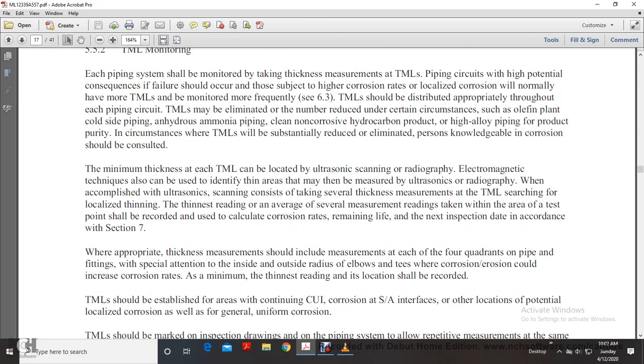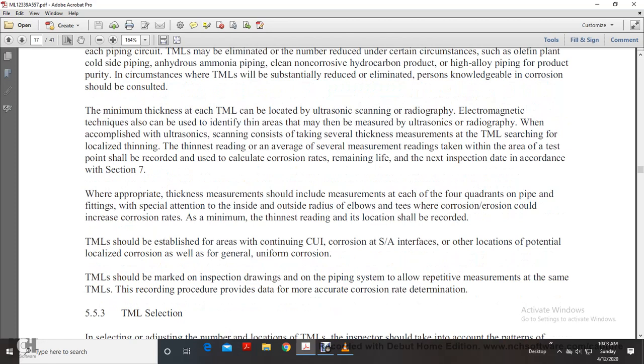Minimum thickness at each thickness measurement location can be located with ultrasonic scanning, radiography, or electromagnetic techniques, and these may also be used to identify the area of measurement for ultrasonic or radiographic testing. When accomplished with ultrasonic, consider taking several thickness measurements at the thickness measurement location, searching for localized thinning. The thinnest reading or the average of several measurement readings is taken as the result. The point should be recorded to calculate the corrosion rate, the remaining life, and the next inspection date in accordance with Section 7.